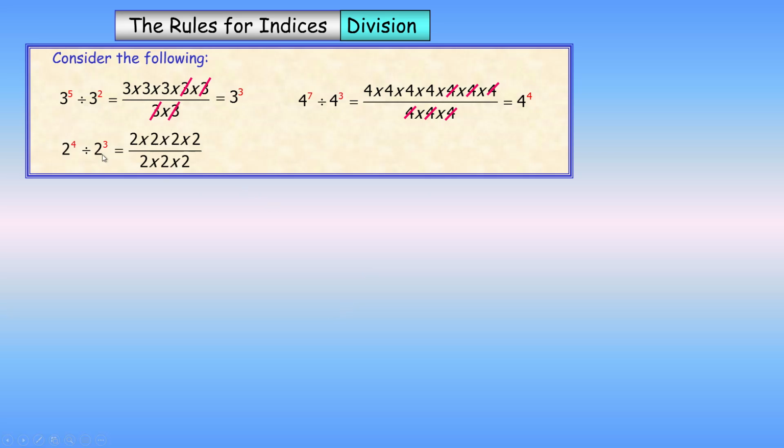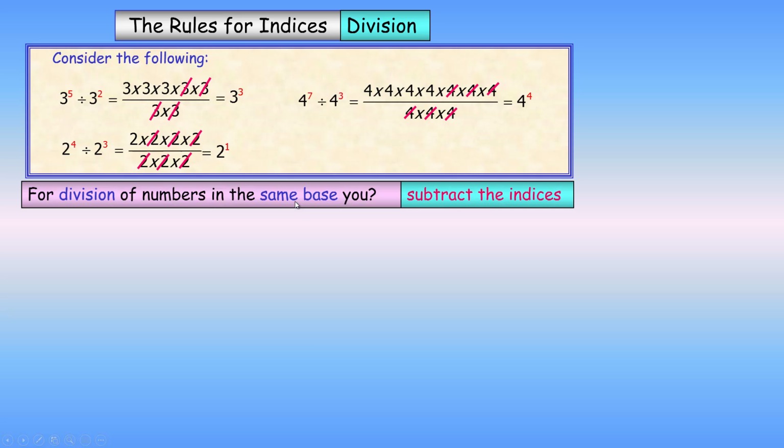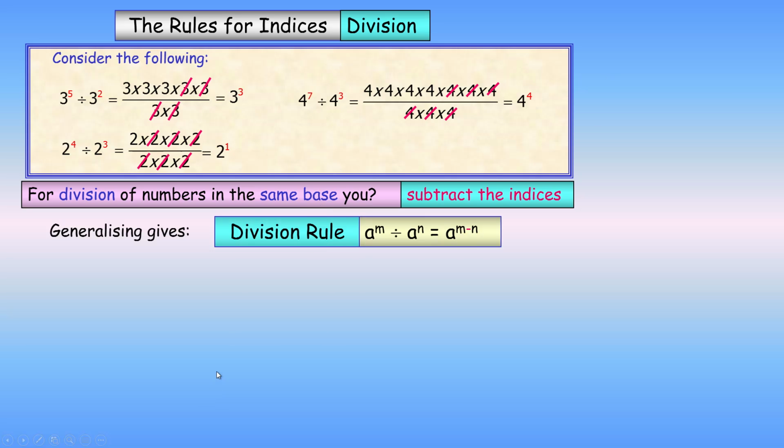One more example. 2 to the power of 4 divided by 2 to the power of 3. So we can cancel again once we've written out our fraction. 2, another 2, and another 2. So it leaves us with 2 to the power of 1. 4 and 3 and 1. So 4 take away 3 gives us 1. So we can subtract the indices for division. Okay? 5 take away 2 gives us 3. 7 take away 3 gives us 4. Excellent. So that's our general division rule. 8 to the power of m divided by 8 to the power of n equals 8 to the power of m minus n.